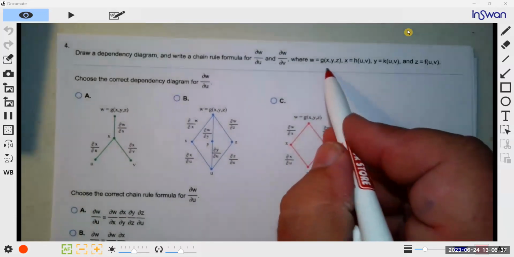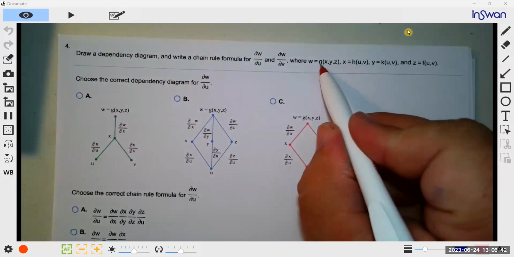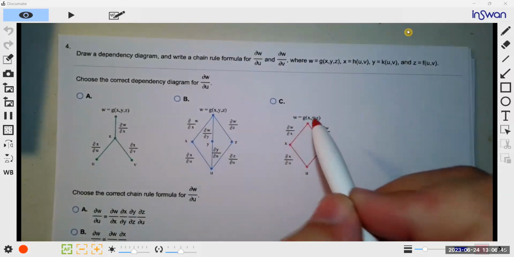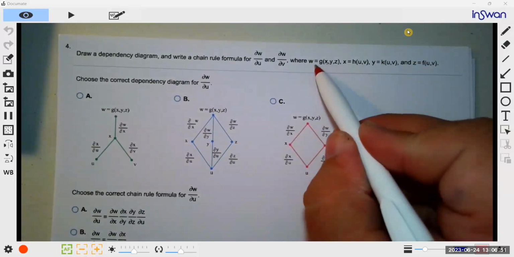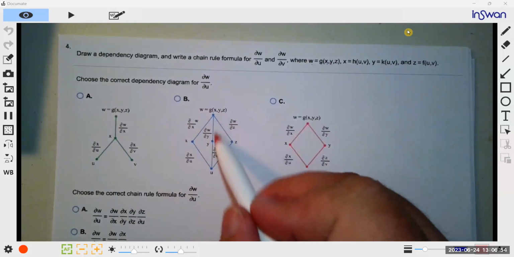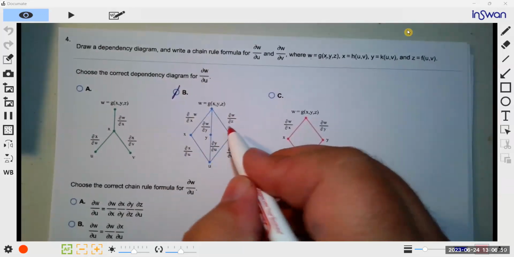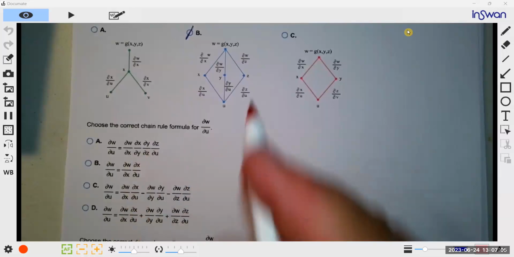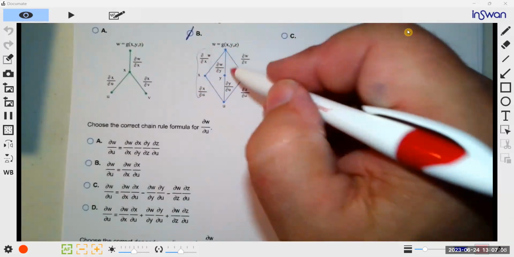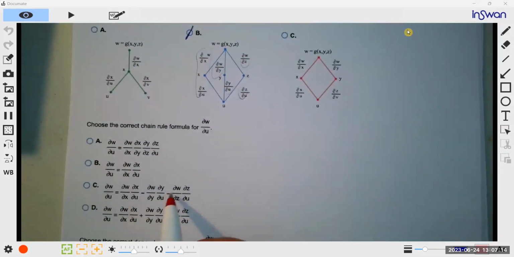Let's do another one. Now with three variables. So w is g of x, y, z. Okay, so it has to go w with x, w with y, w with z. This only has two, so it's b, it has to have three dimensions. And that's not right. What's happening here is we take this product, and this product, and add them together. That's minus, that's not right. There's nothing. So it has to be D.